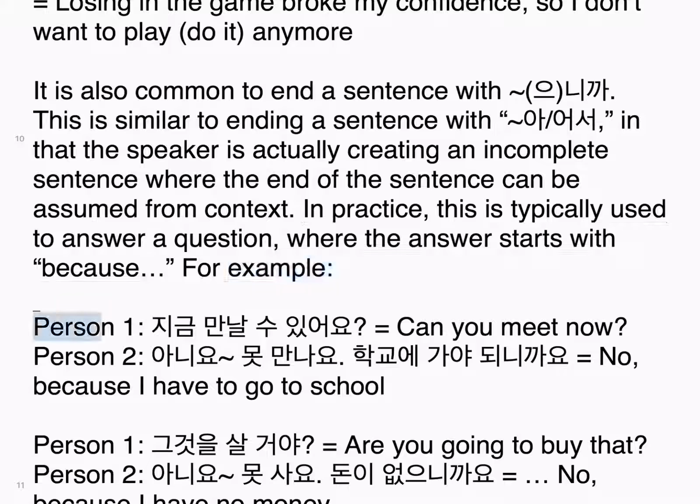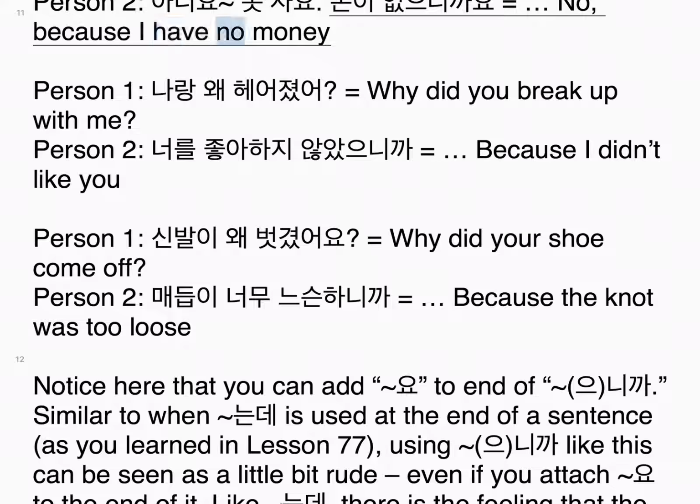For example, person 1: 지금 만날 수 있어요? Can you meet now? Person 2: 아니요, 못 만나요. 학교에 가야 되니까요. No, because I have to go to school. Person 1: 그것을 살 거야? Are you going to buy that? Person 2: 아니요, 못 사요. 돈이 없으니까요. No, because I have no money.